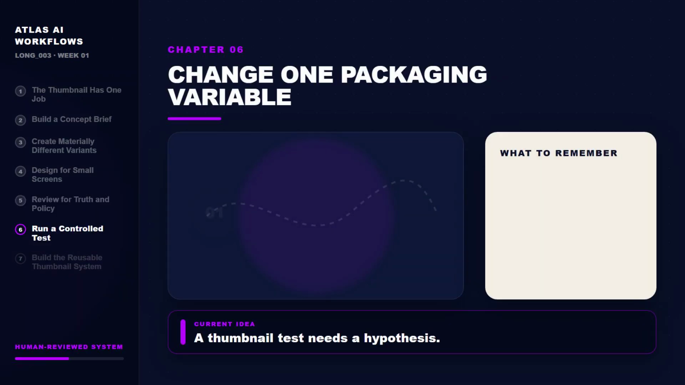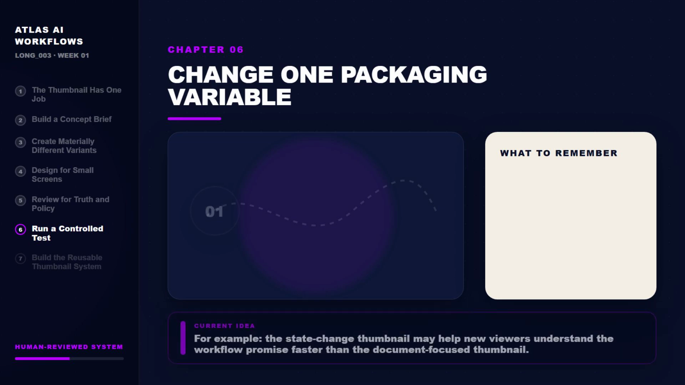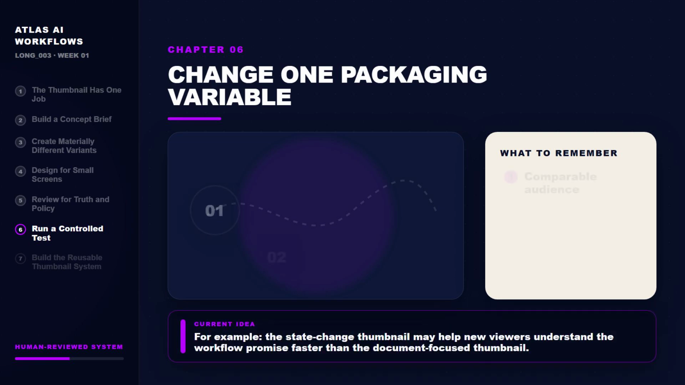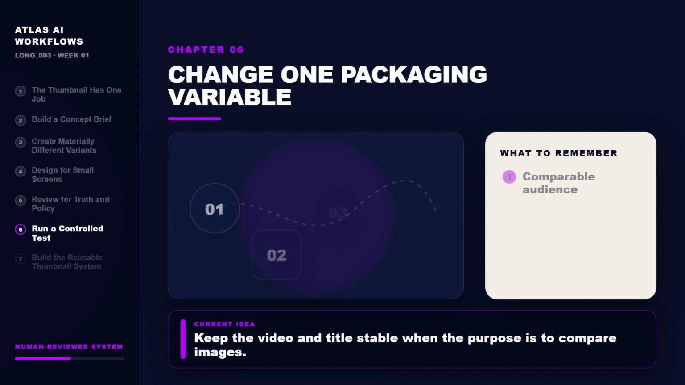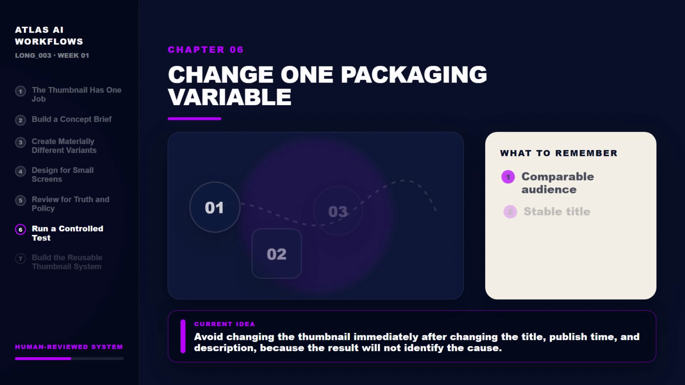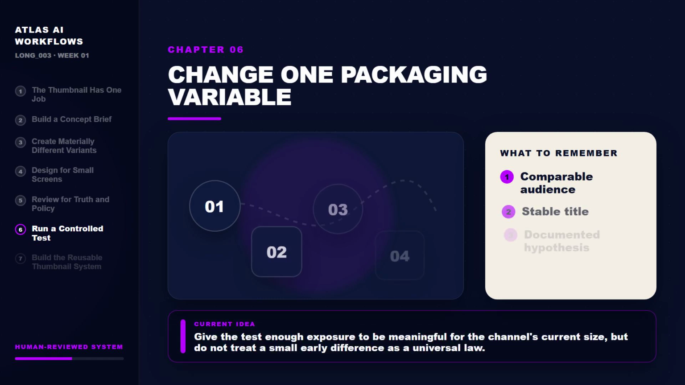A thumbnail test needs a hypothesis. Write what you believe the new concept will improve and why. For example, the state change thumbnail may help new viewers understand the workflow promise faster than the document-focused thumbnail. Keep the video and title stable when the purpose is to compare images. Avoid changing the thumbnail immediately after changing the title, publish time, and description because the result will not identify the cause. Give the test enough exposure to be meaningful for the channel's current size, but do not treat a small early difference as a universal law.